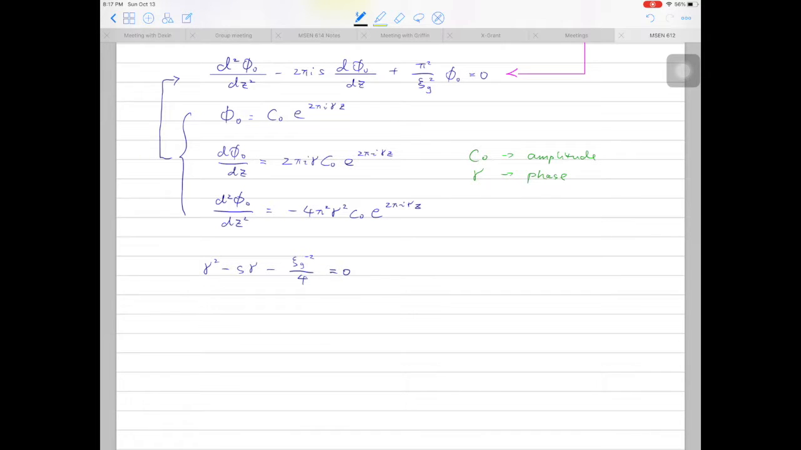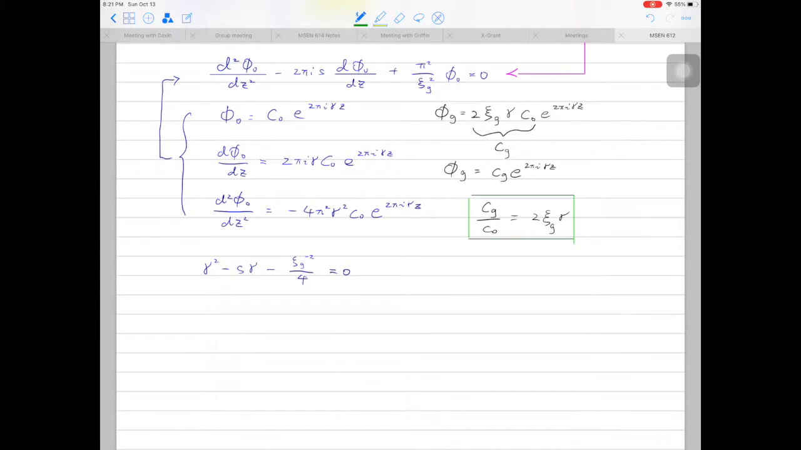Let's take a slightly different route. Since in a two-beam condition, phi naught and phi g are related, phi g can be written in this form. And this can be expressed as cg. So phi g is equal to cg e to the power 2 pi i gamma z. From this, we can directly see that cg over c naught is 2 times cg times gamma. We'll see why cg over c naught is important very shortly.